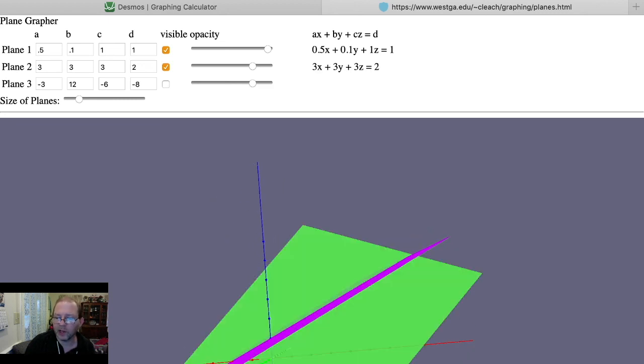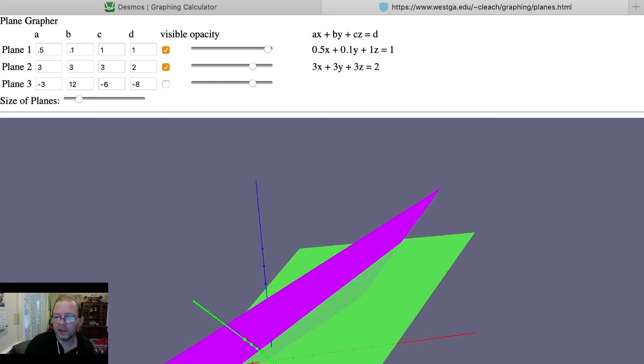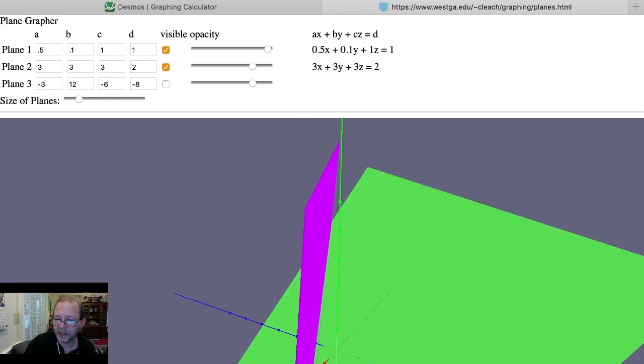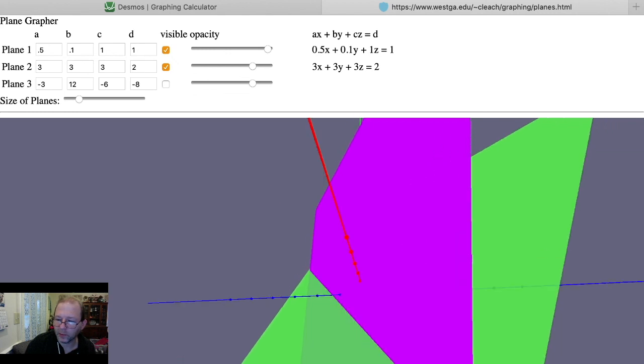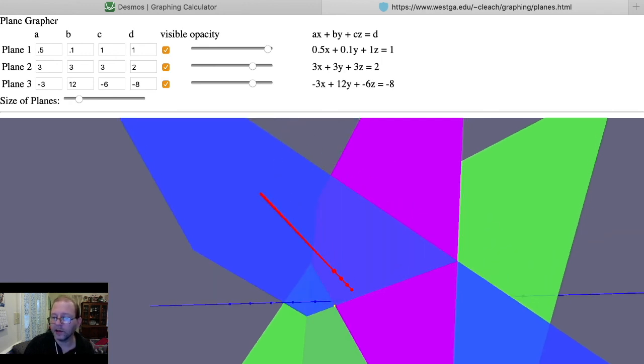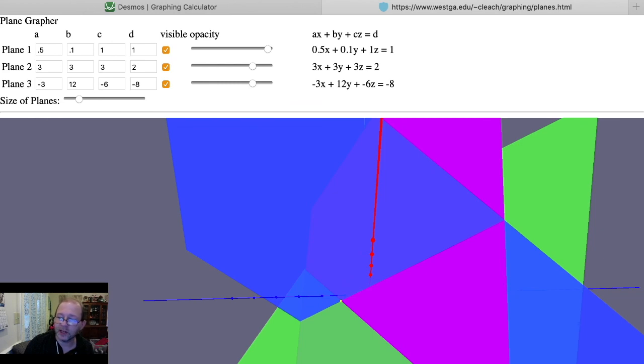If I put another plane here, these two planes intersect in a line. You can kind of see that line. We can see it really good right there. But if we wanted to have a single point designated, we'd have to put a third plane in there. And sure enough, 3 planes, they intersect in a single point.